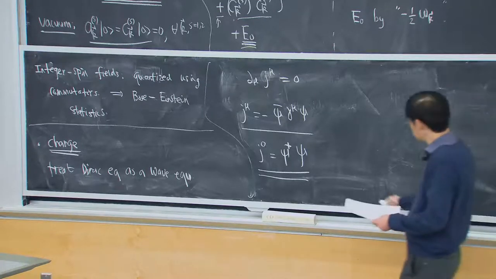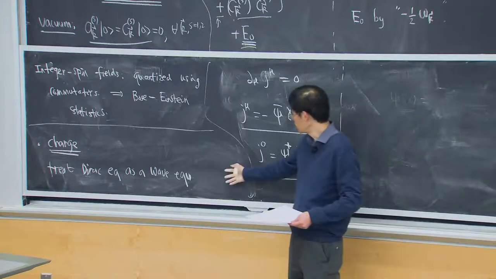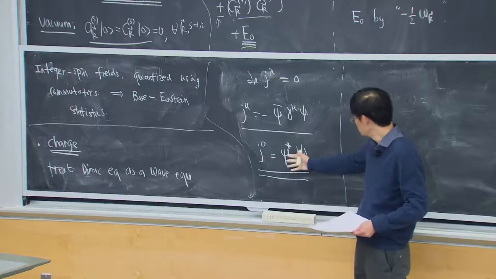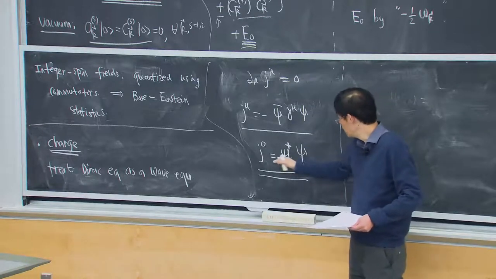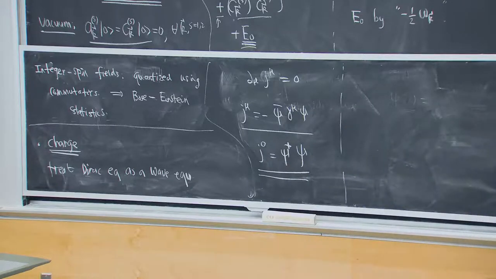And I mentioned that this was Dirac's main motivation for writing down the Dirac equation: to look for a probability current with positive probability. So this is positive definite classically, when you treat it as a wave equation.